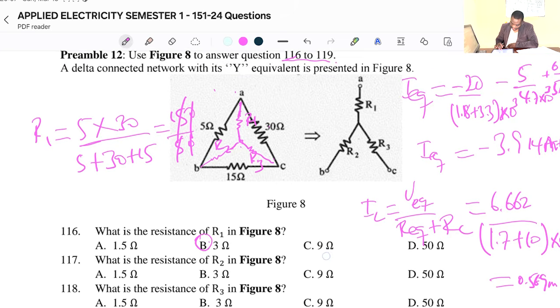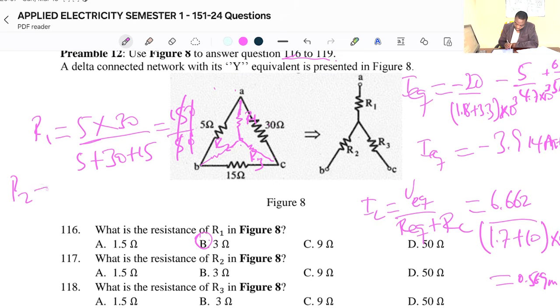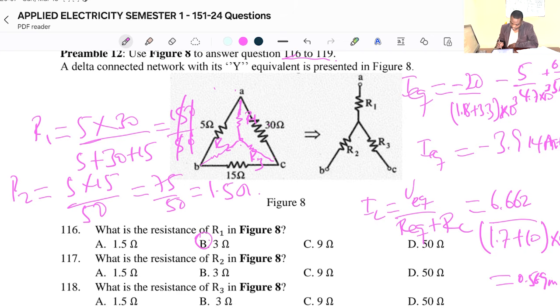What is the resistance of R2? For R2, again, it's the product of the adjacent delta resistors to R2. That will be 5 times 15 over, again, the sum here will be the same, which is 50. So I have 75 over 50. And that will give me 1.5 ohms. So the answer here is A.